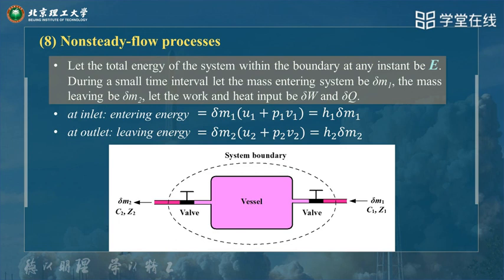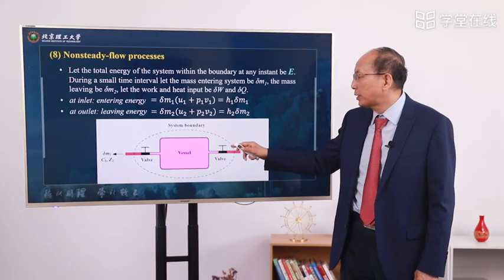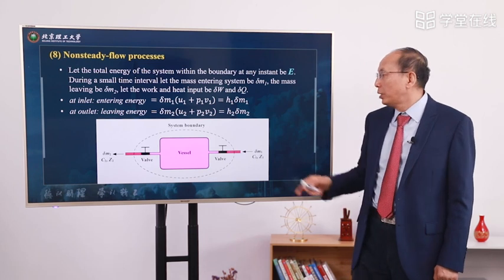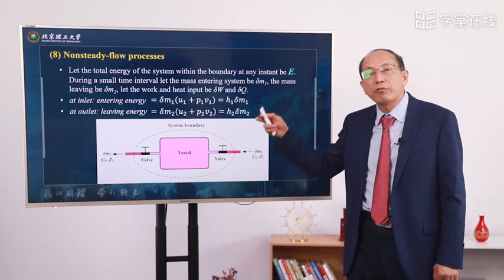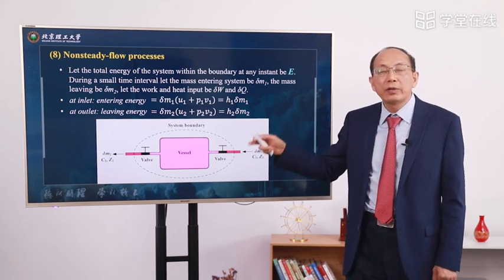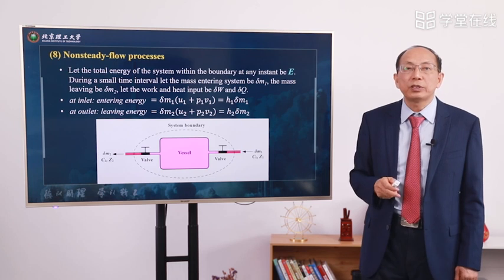During a very short time interval, let the mass entering the system be delta m1, and the mass leaving the system be delta m2. Let the work and heat input be delta W and delta Q. Here is mass in and mass out. Some energy goes in, and maybe the system does some work for the people. So delta W and delta Q are not zero.